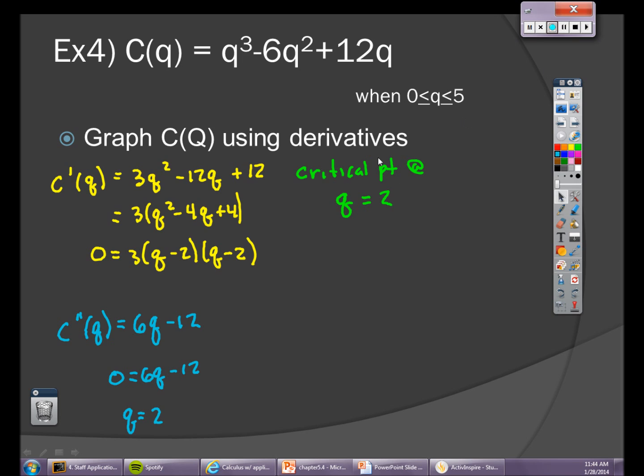So now I know that the critical point of Q equals 2 is indeed not a max or a min; it's going to be an inflection point. This should help me graph. Keep in mind I do have to graph from 0 to 5. When I do that, I will get the following.